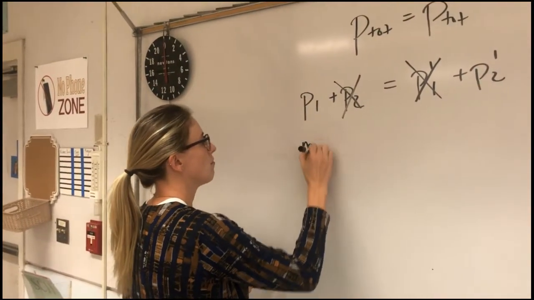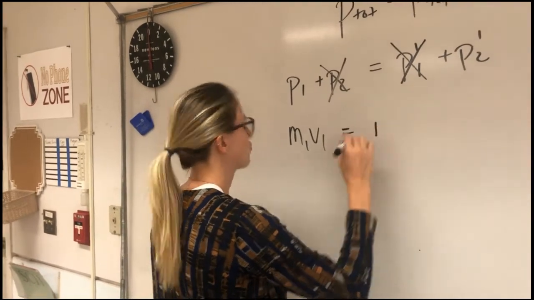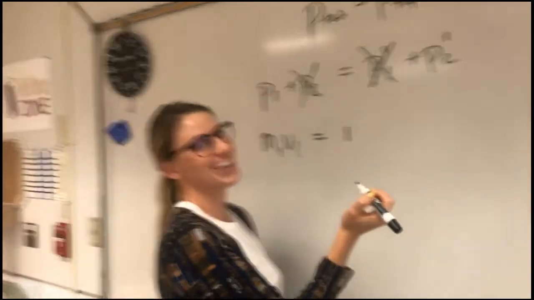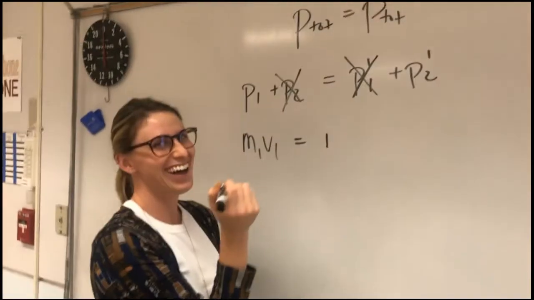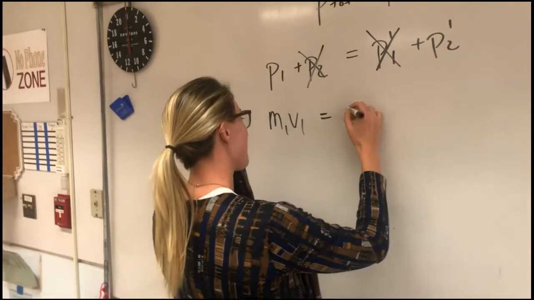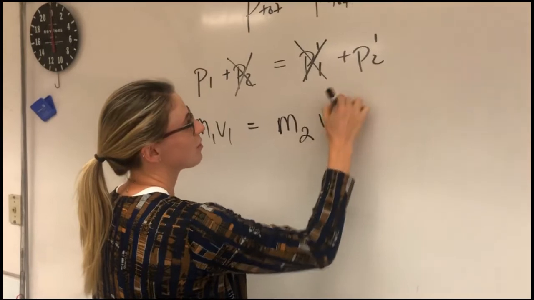And I know mass times volume equals velocity. Sorry, that's okay, it's been one of those days. We're talking about density here, right? Yeah, D equals m divided by v. That's right. And then mass 2 and velocity 2 prime.